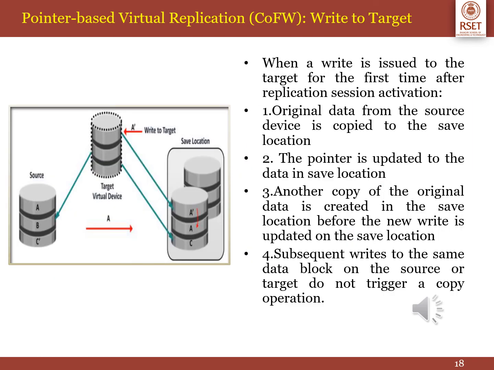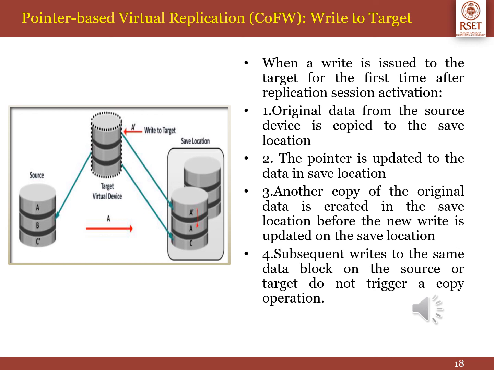When a write is issued to a target for the first time after the session activation, original data is copied from the source to a save location, and similarly, the pointer is updated to data in save location. Another copy of the original data is created in the save location before the new write is updated on the save location. When reads are issued to a target, unchanged data blocks since session activation are read from the source. The original data blocks that have changed are read from the save location.